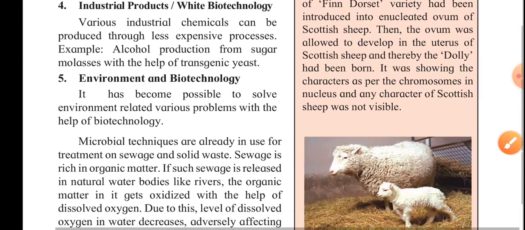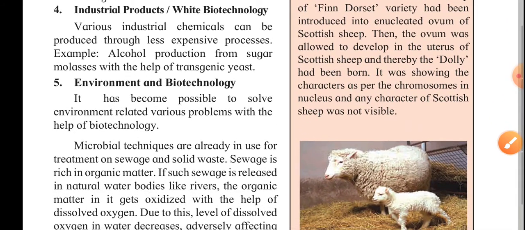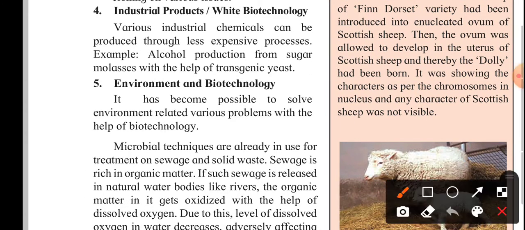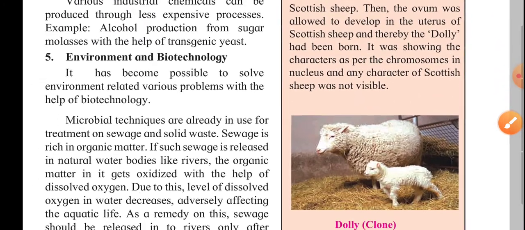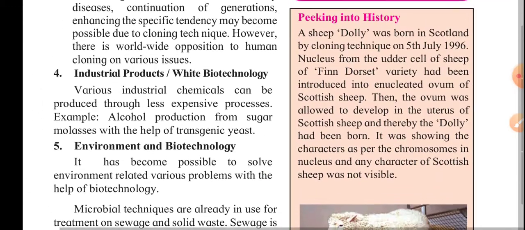Further, they have given us information about industrial products, that is white biotechnology. Various industrial chemicals can be produced through less expensive processes. Example, alcohol production from sugar molasses with the help of transgenic yeast. And they have also given the relation between the environment and biotechnology.